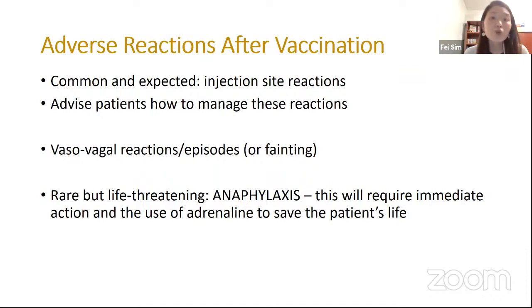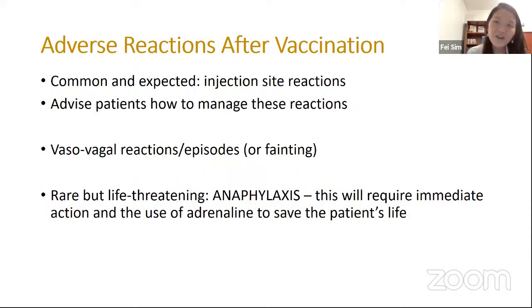But people need to be taught how to manage this. So we also teach our students how to manage these things. But also some people can get what we call the vasovagal reaction or fainting episodes. So you might have someone who is very afraid and very scared of needles and blood. When they get vaccinated, they are so scared and then they can faint. And that is actually a vasovagal reaction.